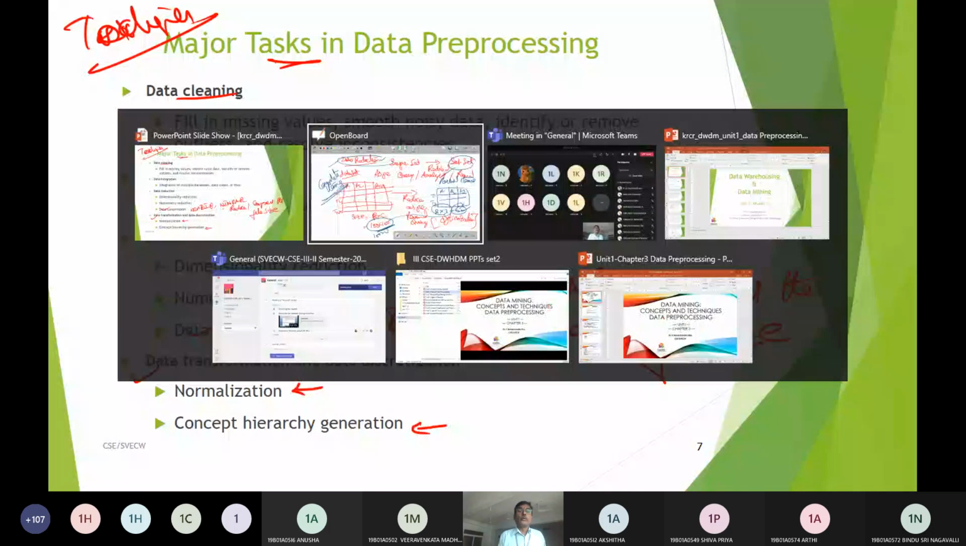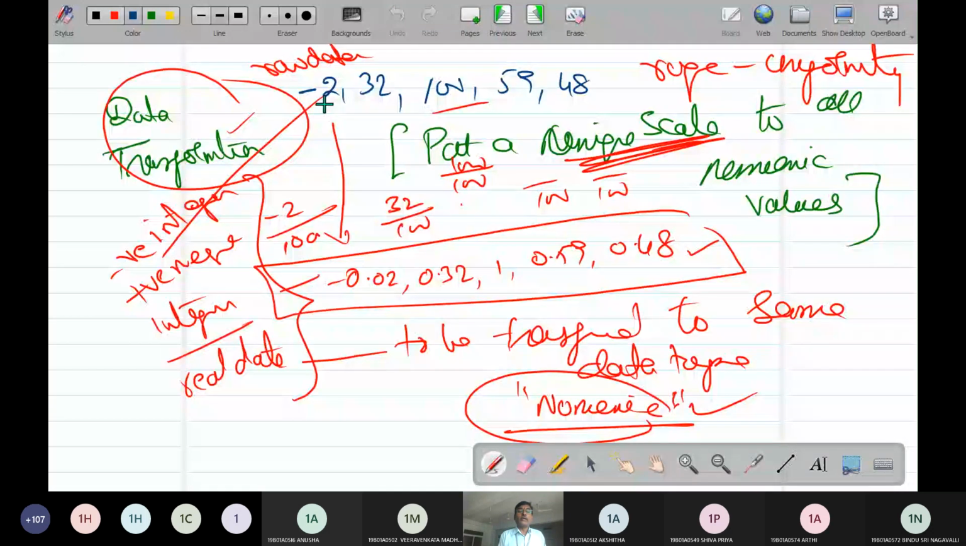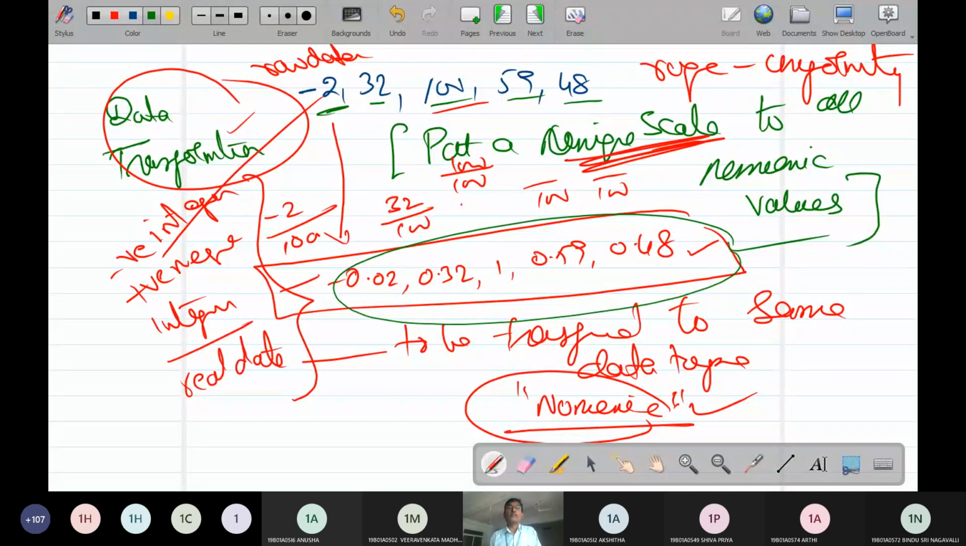A quick recap of that: what is normalization? We have taken up the raw data here, that is -2, 382, 100, 59, 48. They can be positive integers, negative integers, integers, or floats. All of them are going to be put in a uniform scale, that is divided by 100, and we represent the data. We call that data transformation.